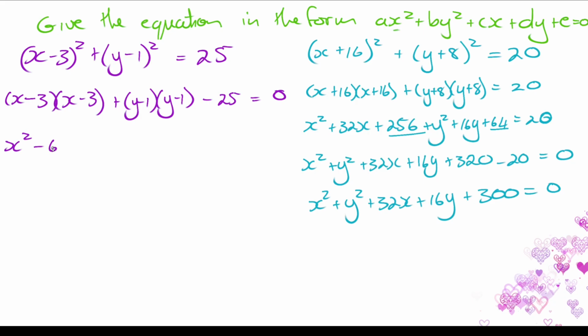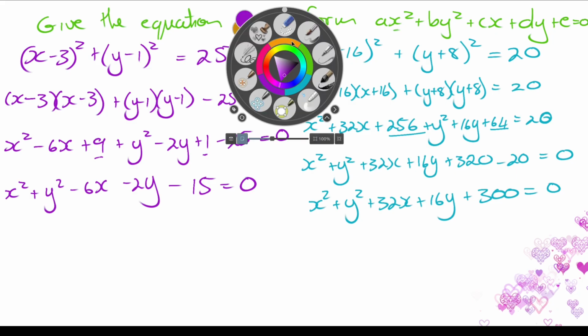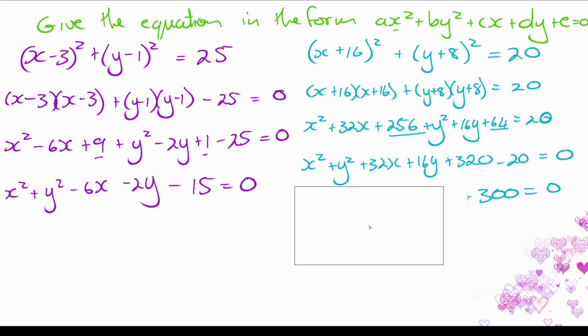X squared minus 6x plus 9 plus y squared minus 2y plus 1, negative 25. So we have x squared plus y squared minus 6x minus 2y. This plus this is 10, minus 25 is negative 15. And Bob's your uncle.